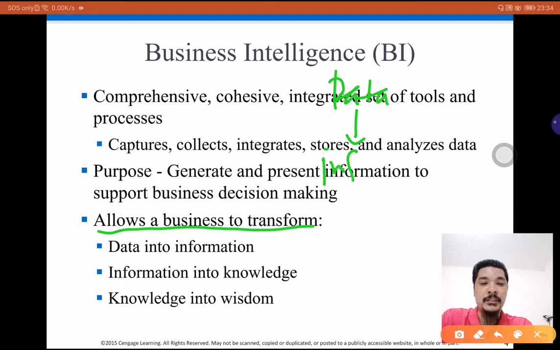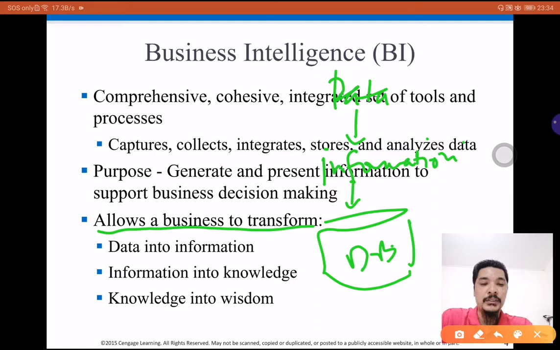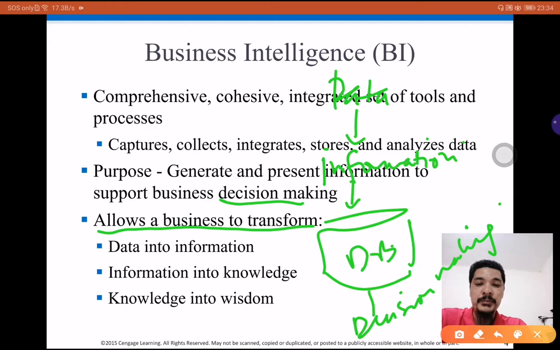Then after that, like I mentioned earlier, we store the data inside the database, and towards the end, make a decision here. Decision making. Alright, so allow the business to transform. Number one, data into information. So this is our data. Normally, there's a lot of data about the COVID-19 pandemic, and then it turns into information.